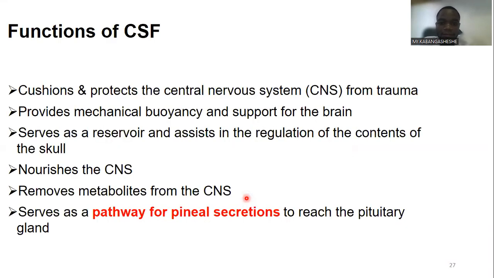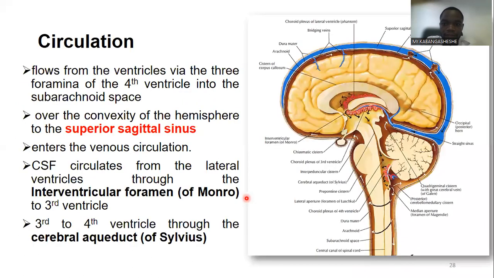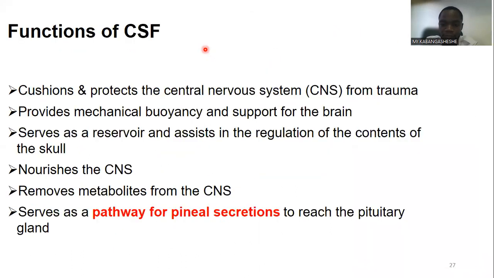What is the function of cerebrospinal fluid? It acts as a cushion. This is a brain, this is a spinal cord. The fluid is circulating here in the subarachnoid space. So the brain and the spinal cord are floating in cerebrospinal fluid. That is a cushion, and at the same time it protects the central nervous system, which is the brain and spinal cord.